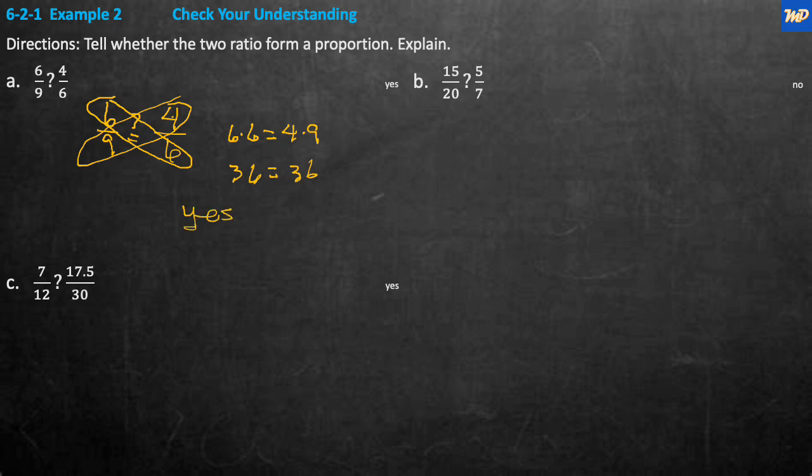And how about B? 15 twentieths. Does that equal 5 sevenths?